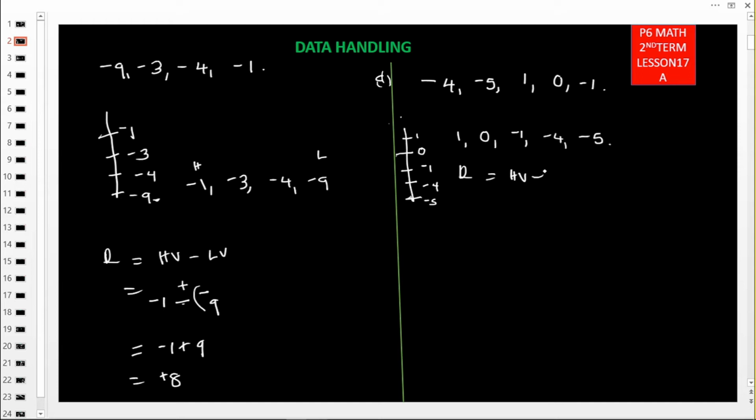Range is equal to the highest value minus the lowest value. What is the highest value? 1 minus, what is the smallest? -5. Remember we've said negative times negative we get a positive. So 1 plus 5, what are we getting? We are getting a 6.